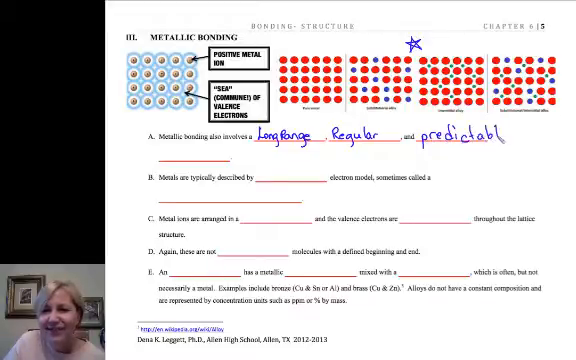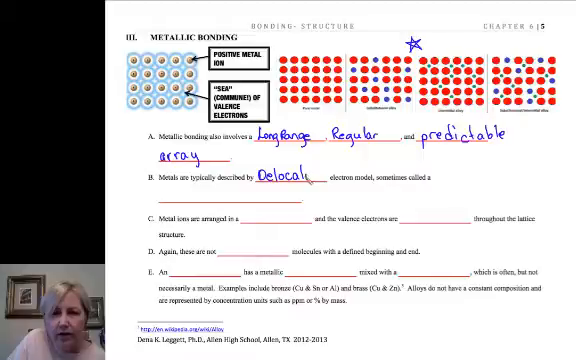Predictable array. Now metals are typically described, and this is just one of the models, by what's called a delocalized electron model. If electrons are delocalized, that means they're not fixed to a particular location. And sometimes we call this the sea of electron model. I like to think of it as like a little commune. Let me show you what I mean.